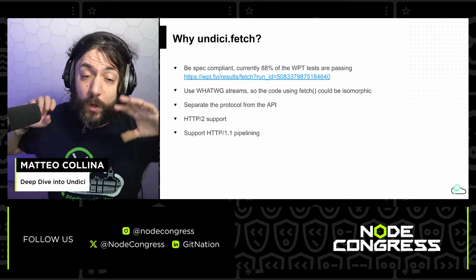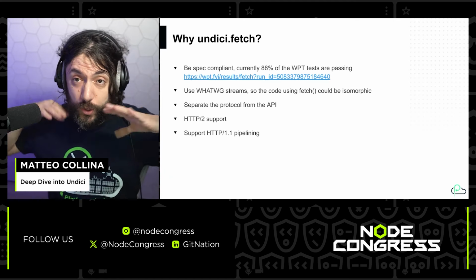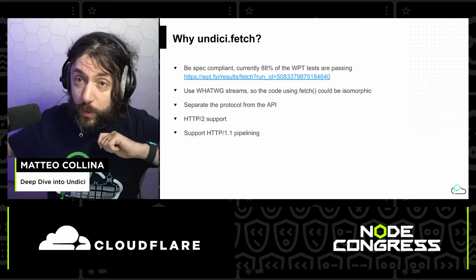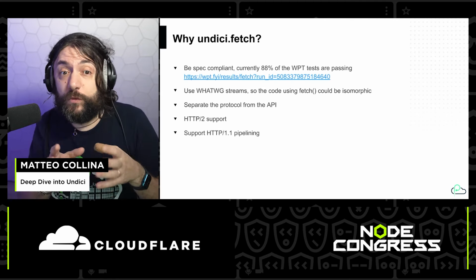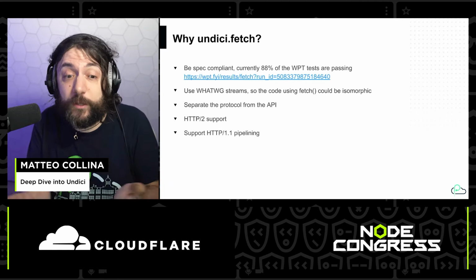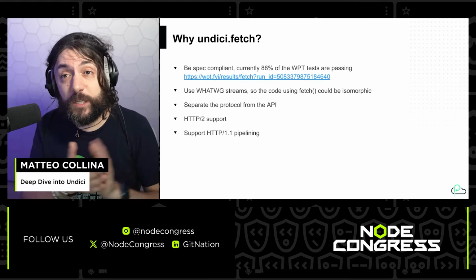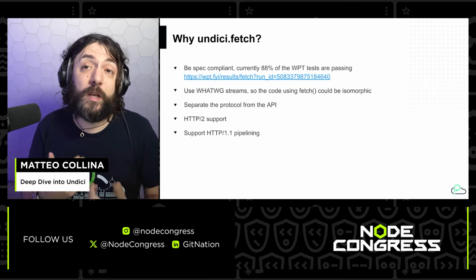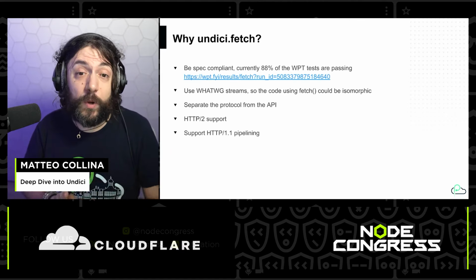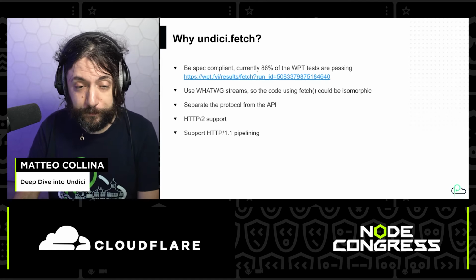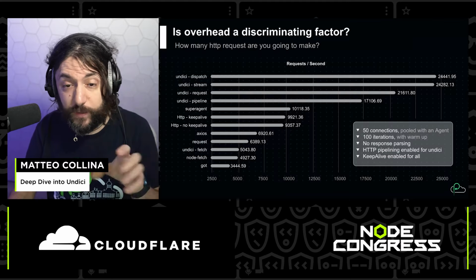However, internally, it uses WHATWG streams, so you can use pipeTo, WHATWG streams, all the things, the readable stream like the browser. So all the code that uses Undici Fetch and Fetch Node could be isomorphic. Again, the protocol handling and the API are completely split. So all the things that we are going to talk about, Undici and connection management and so on, apply to both. And this is the reason why Undici Fetch was built on top of Undici. It also supports HTTP2 and HTTP pipelining because of this separation.